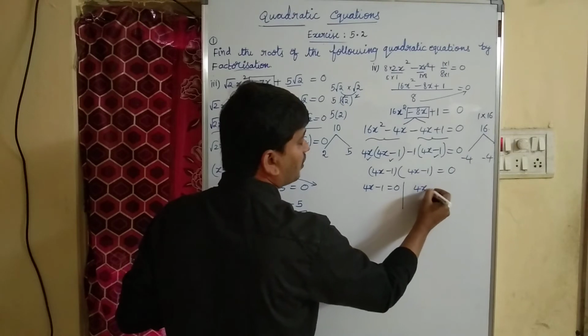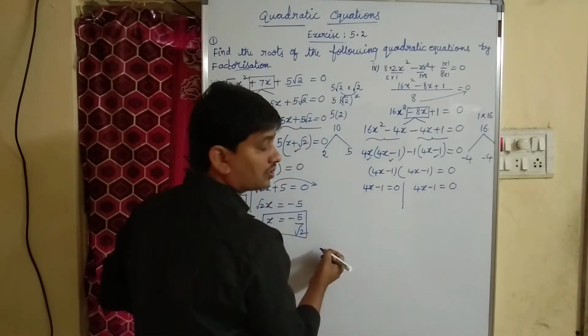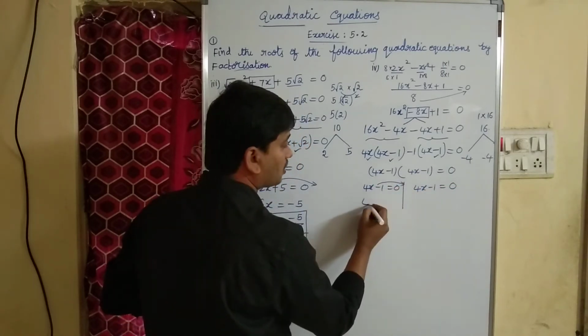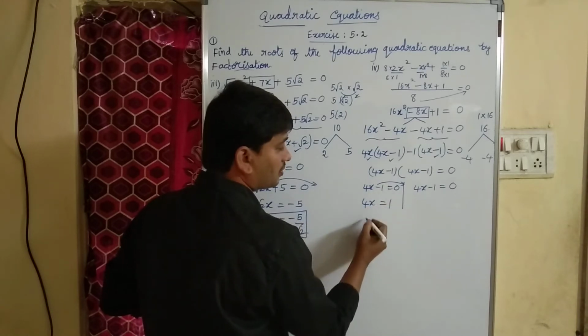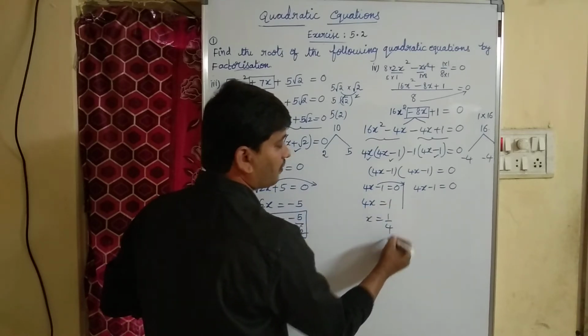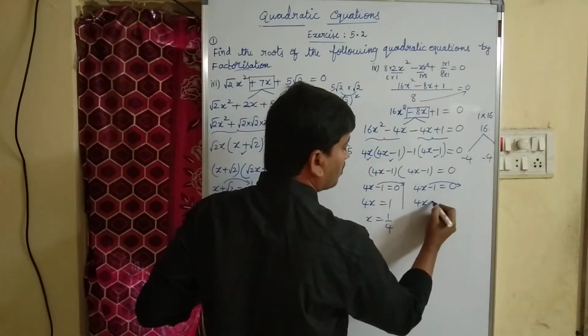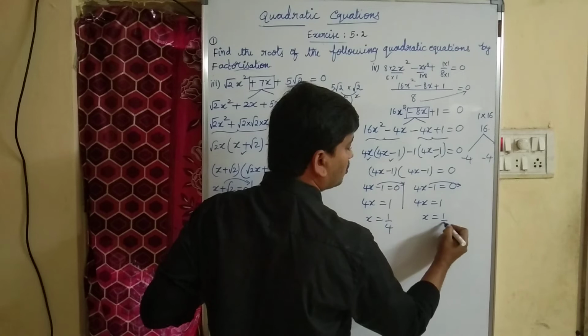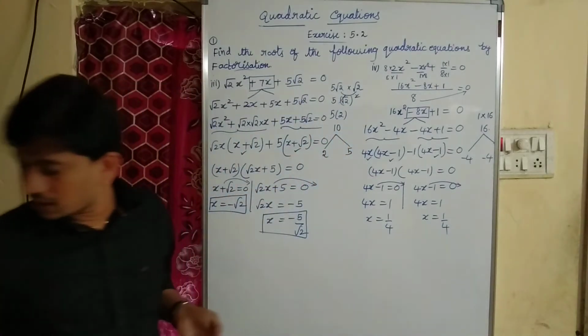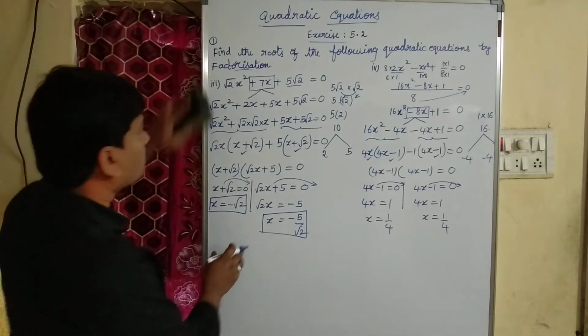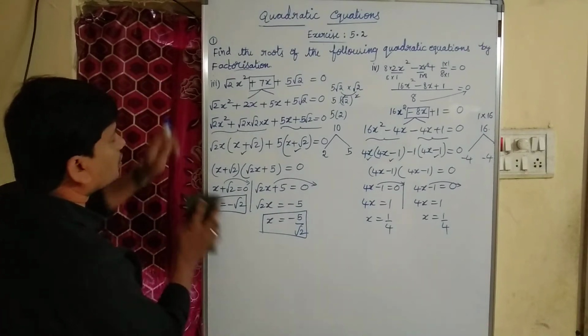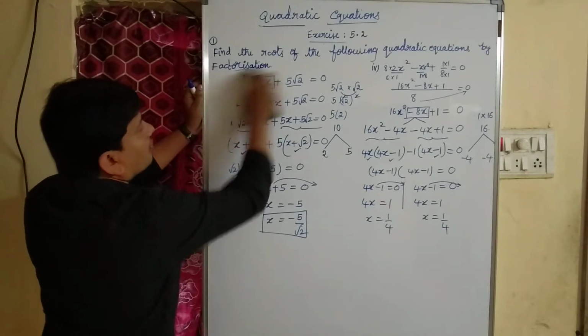So one is 4x minus 1 equal to 0. A second one is 4x minus 1 equal to 0. Minus 1 you transpose, which will become plus 1. So x equal to 1 by 4. Again minus 1 you transpose, it will become plus 1. So x is equal to 1 by 4. So what are the possible factors, children? The possible factors are x equal to 1 by 4 as well as x equal to 1 by 4.